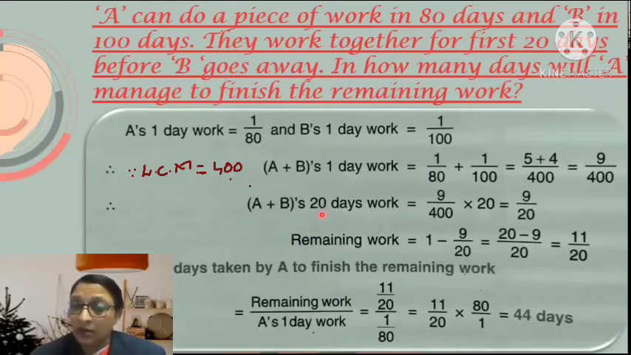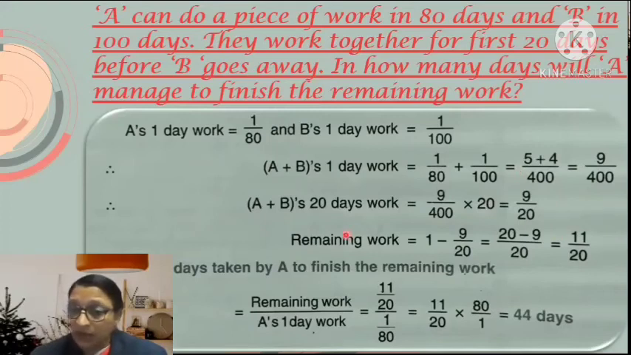Now, A and B's 20 days work is 9 upon 400. Then 20 days work is equal to 9 upon 400 multiplied by 20. 0, 0 cancel. 2 ones are 2, 2 20s are 40. And here we get 9 upon 20.